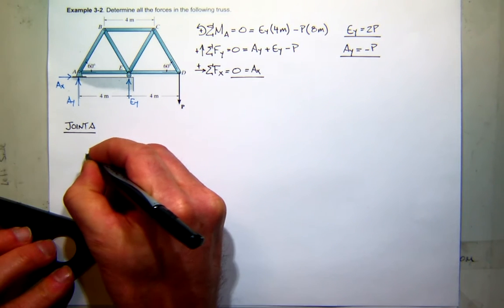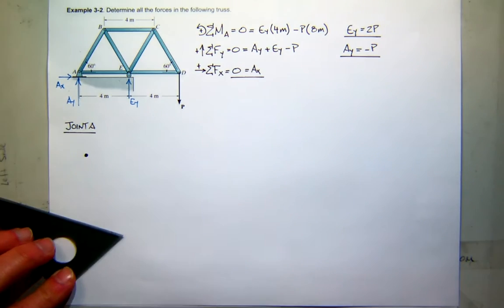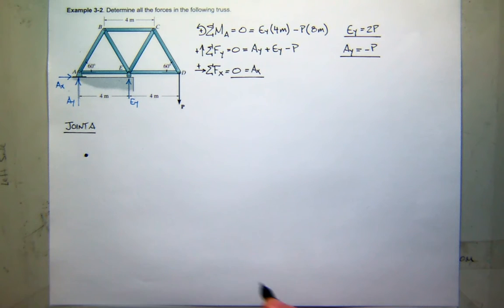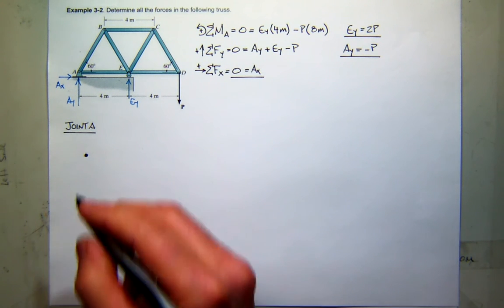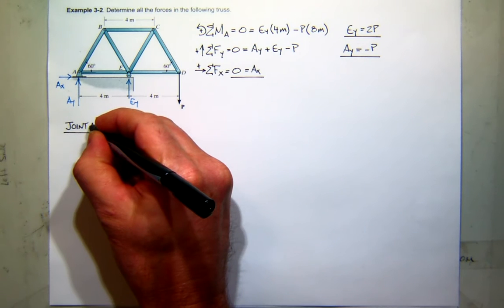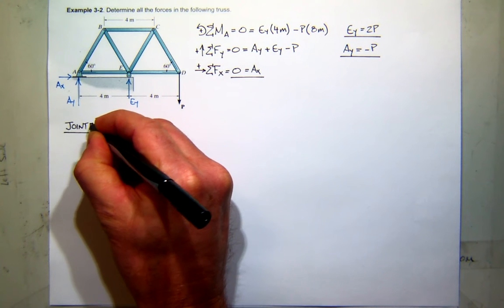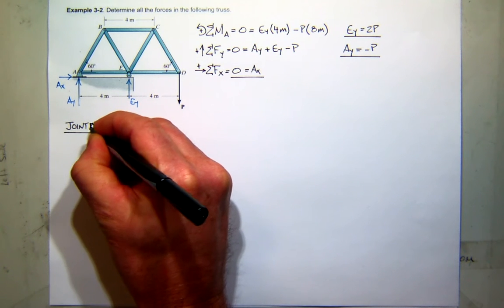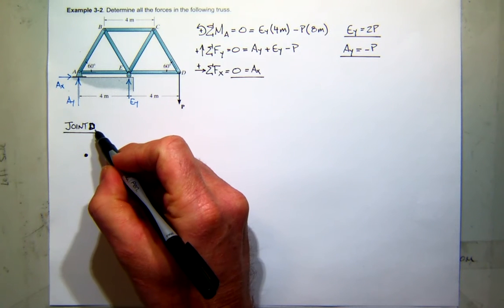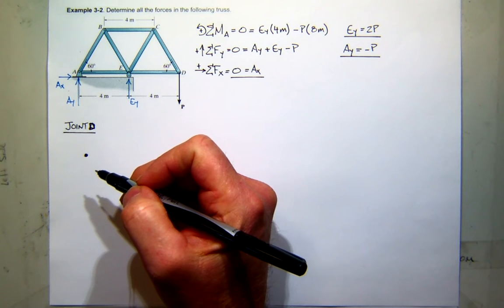So let's draw the free body diagram of joint A. There it is. We started A. Oh, sorry. Let's not start at A. I said D, didn't I? Yes. That's a D, see? That's a D. Not an A.